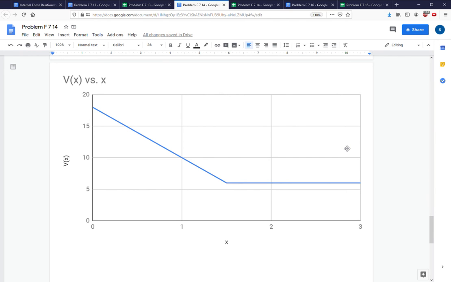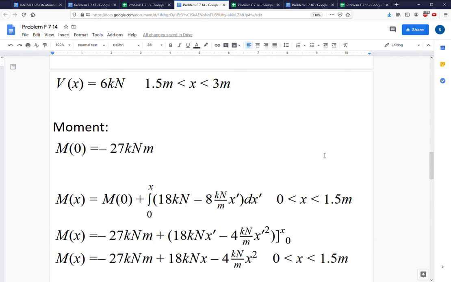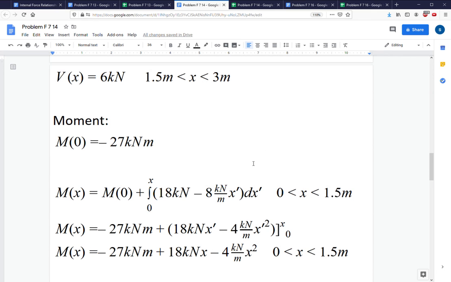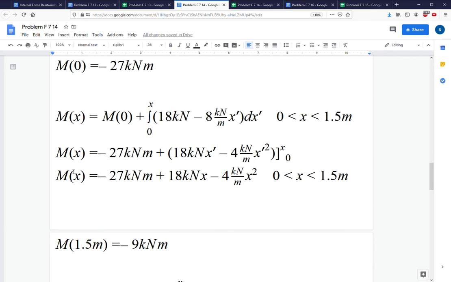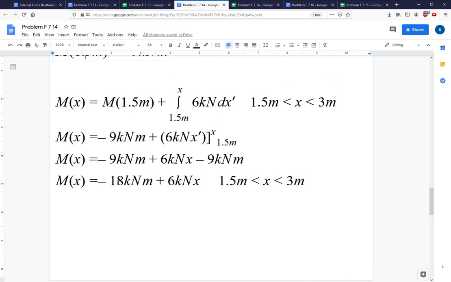So we could draw a V of x graph that looks like this. Now for the moment graph, there are two ways we can figure the moment of this. First is by looking directly at the moment functions that we calculated. This one is a quadratic equation, which means that we're going to have a section of a parabola. And this one is linear, which means we're going to have a straight line connecting the first point and the value of the second point, which you would get if you plugged in 3 meters into here, which is 0.